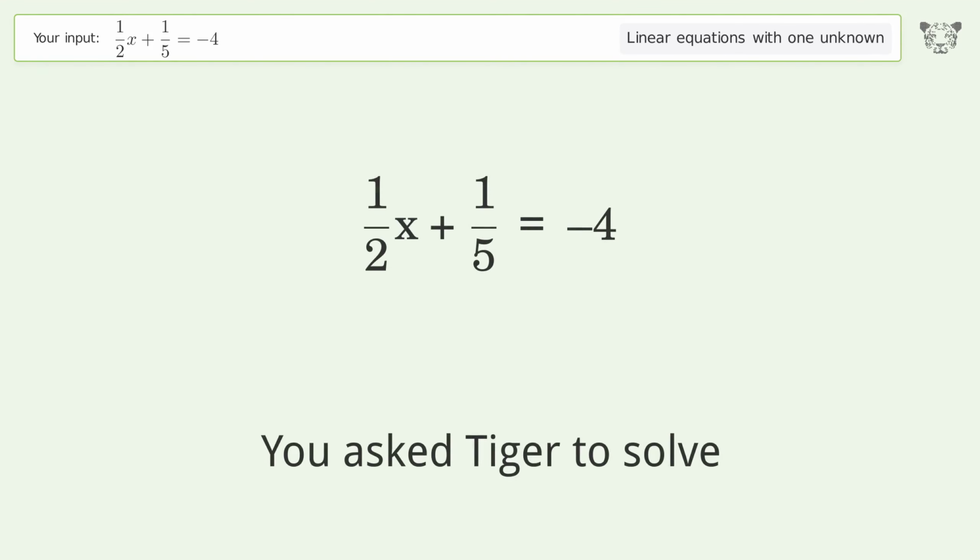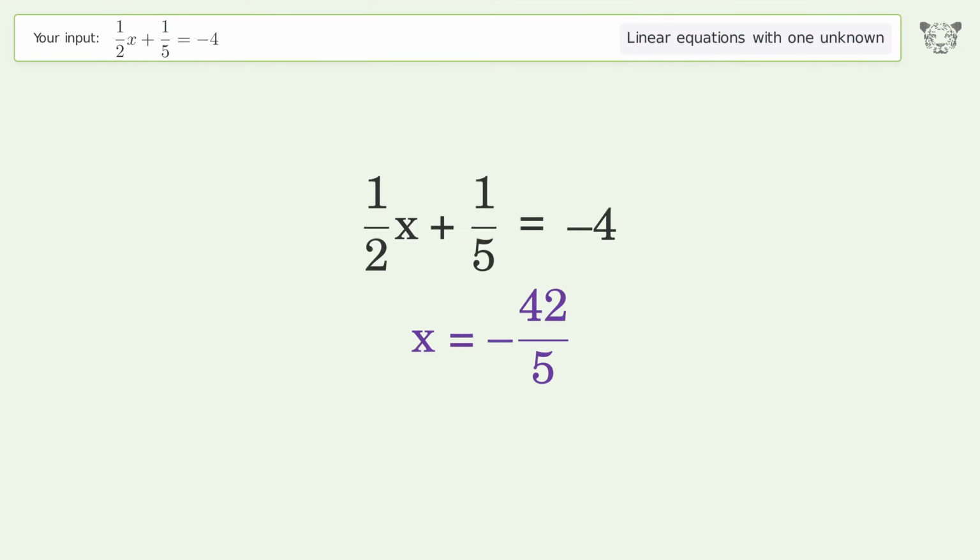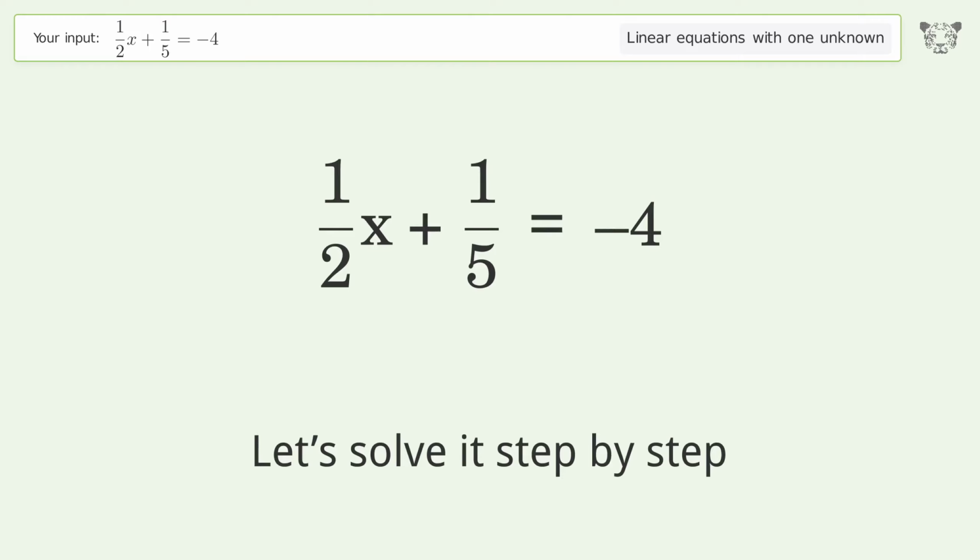You ask Tiger to solve. This deals with linear equations with one unknown. The final result is x equals -42/5. Let's solve it step by step.